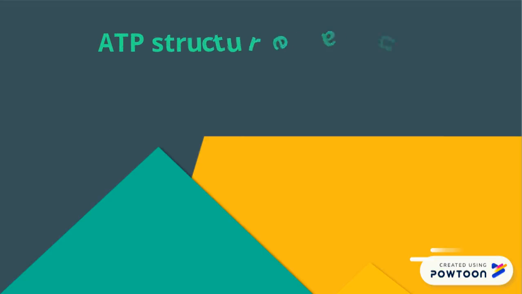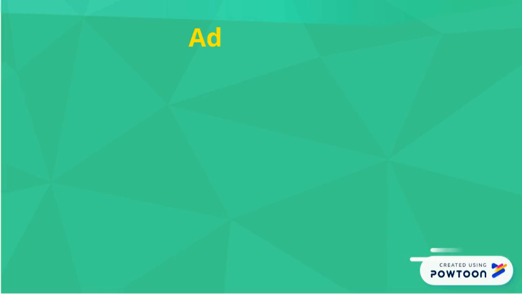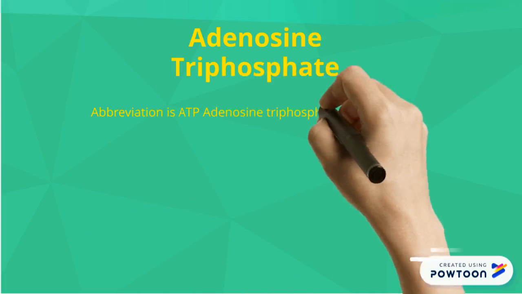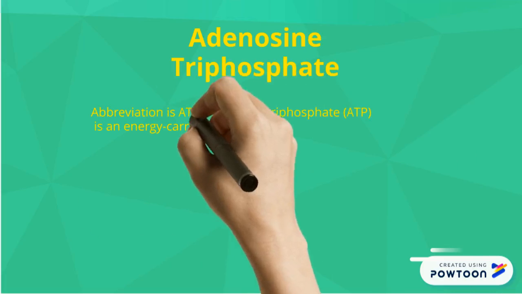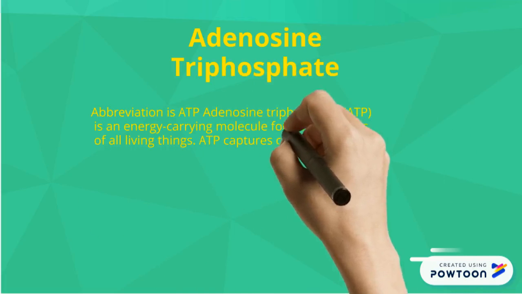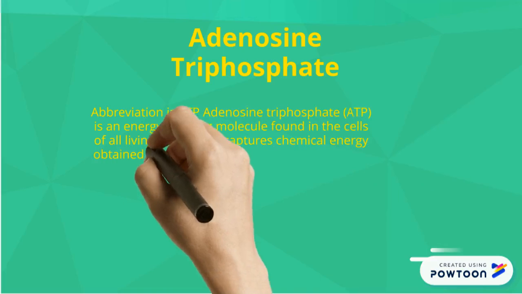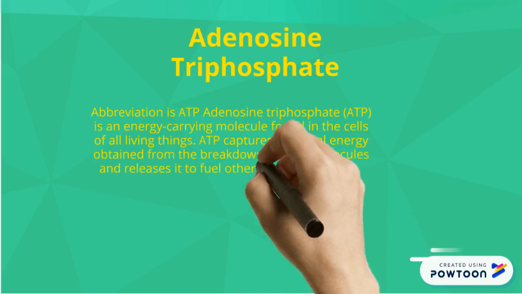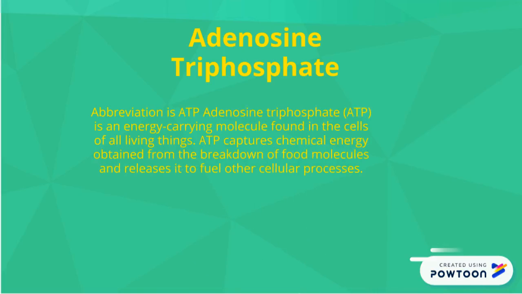ATP structure and energy. Adenosine triphosphate. ATP is the abbreviation for adenosine triphosphate. ATP is an energy-carrying molecule found in the cells of all living things. ATP captures chemical energy obtained from the breakdown of food molecules and releases it to fuel other cellular processes.